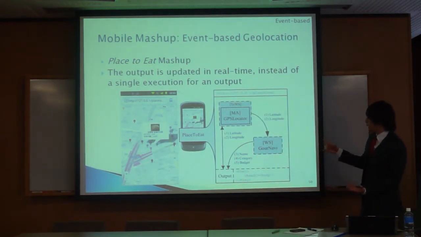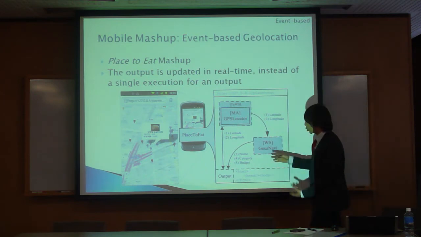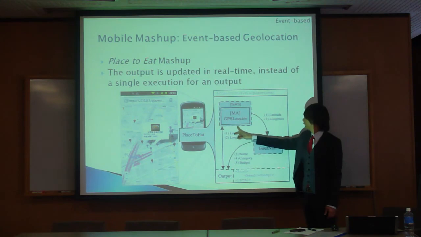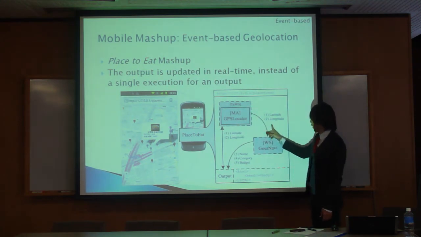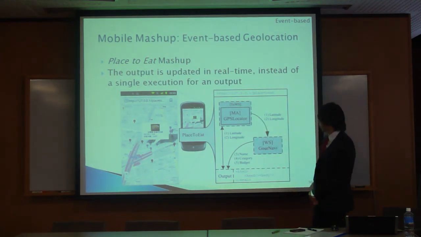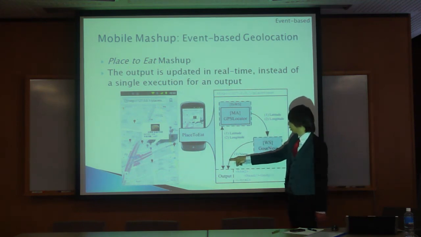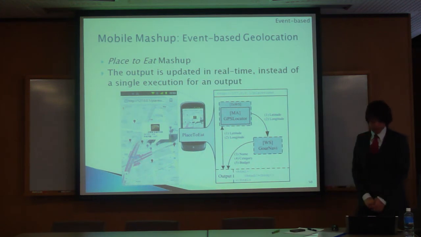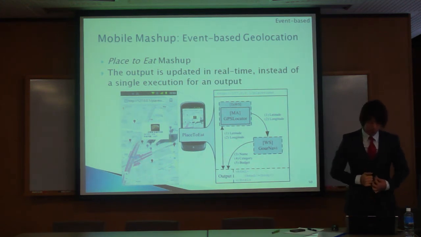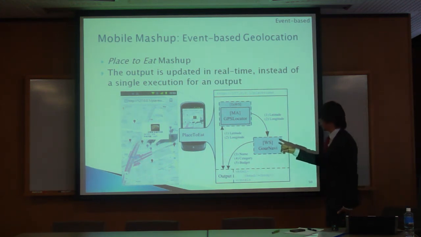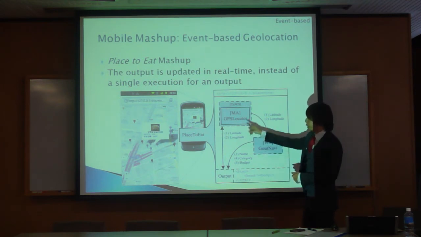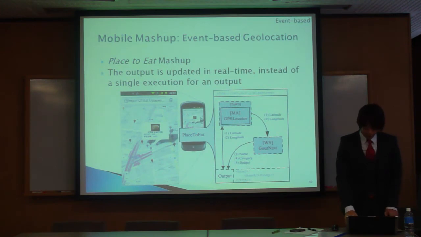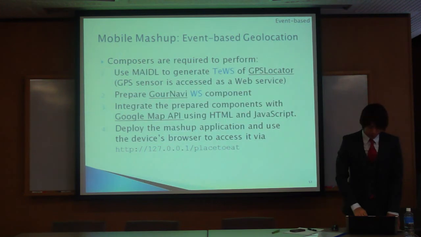And after the position is changed again, it will trigger the GlueNavi web service again to query for information. And again, it will loop again. It's different from the flow-based method. In flow-based, you can do only one execution at a time. But in this composition method, everything is updated in a loop.